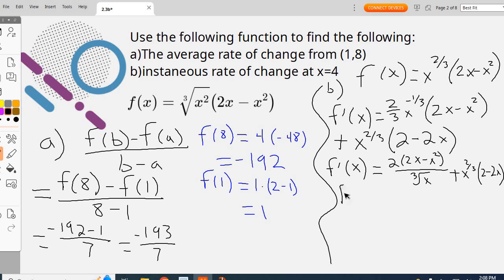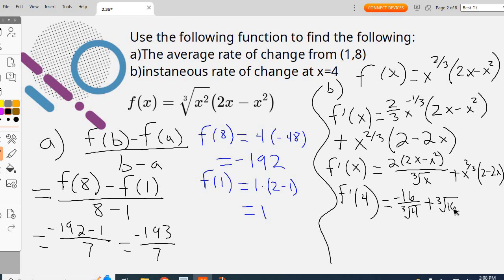Plug in 4. So, 2 times 4 gives us 8 minus 16. Times 2 is negative 16, divided by the cube root of 4. Plus, we have the cube root of 16, because that would be 4 squared. And then this would be 2 times 4, which is 8.